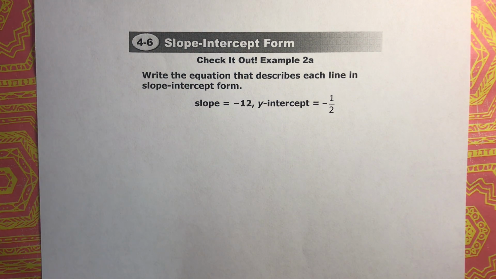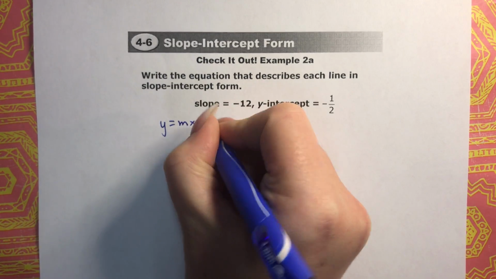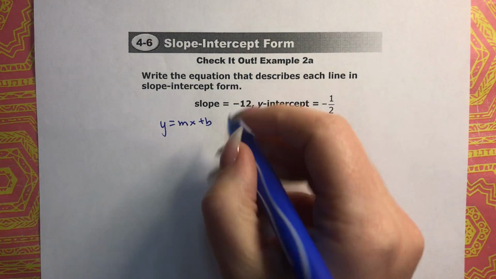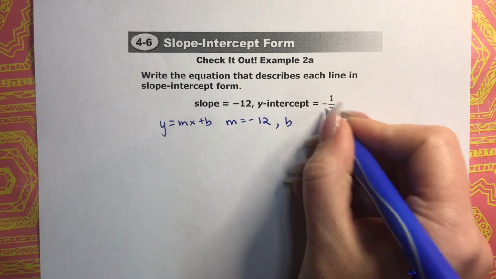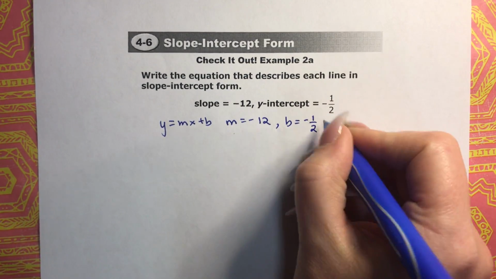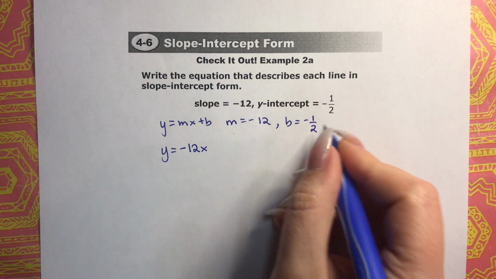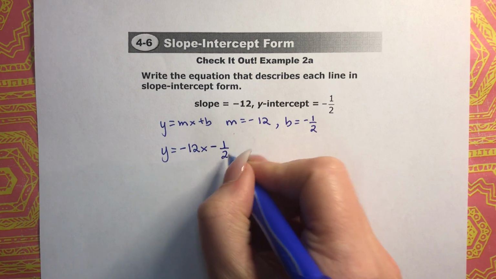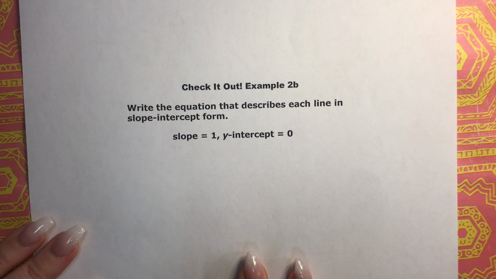Okay, we're back. Let's see how you did. So what do we have? We have a slope and a y-intercept, and we have to write in slope-intercept form, which is y equals mx plus b. Make sure that you have this written down first. We're going to define our variables. Our slope is equal to negative 12, and our y-intercept is equal to negative 1/2. We substitute the values in. We get y equals negative 12x minus 1/2. And there we have it. If this is your answer, you did it correctly. Great job. Let's look at the next one, example 2b.